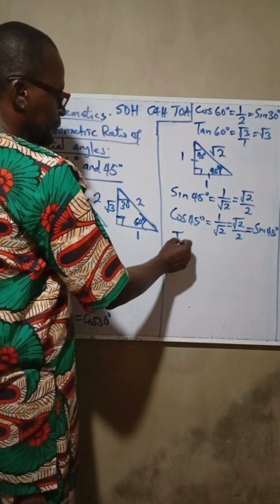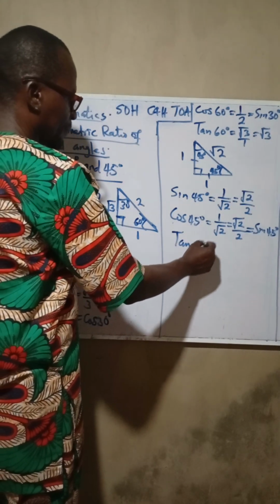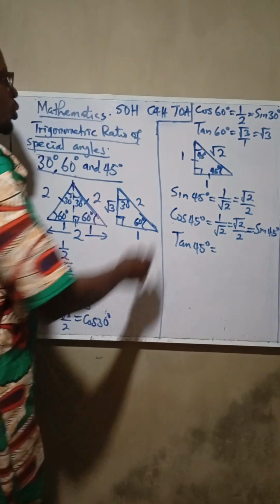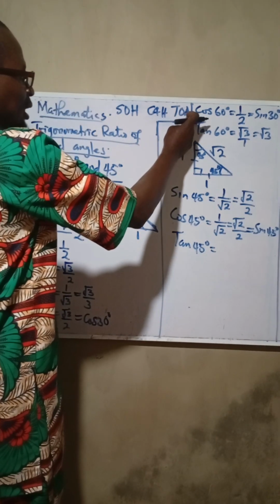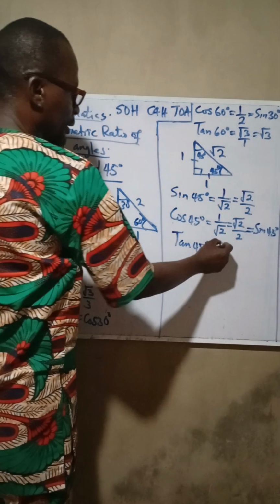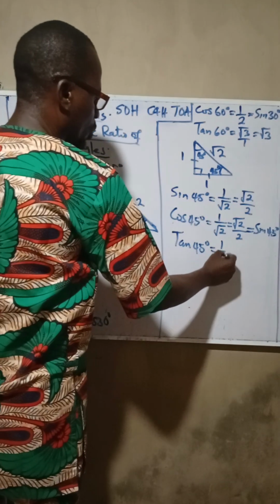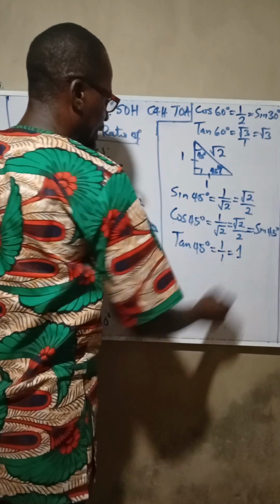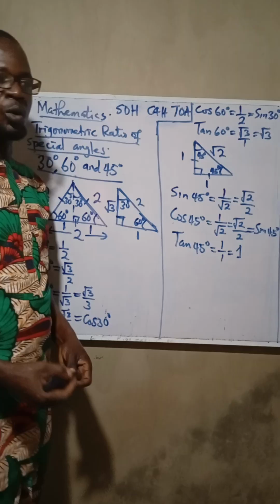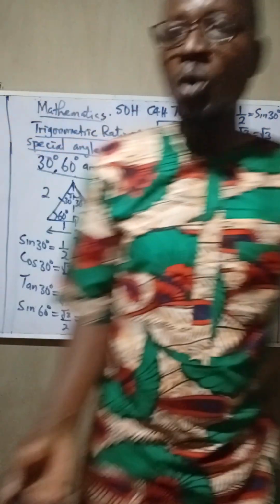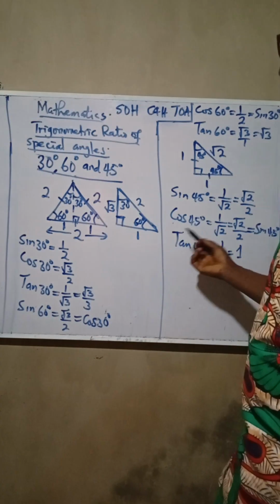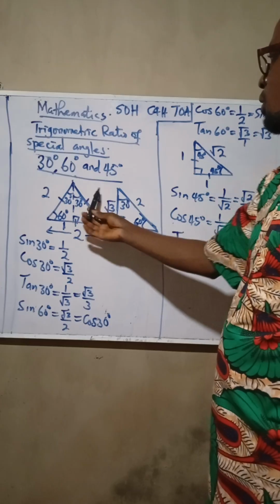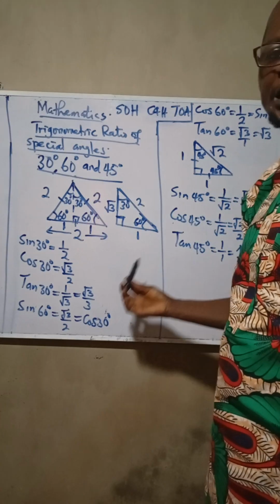So now, tan 45 degree, that is the last one. Tan is opposite over adjacent. Opposite is 1, adjacent is 1. 1 over 1 is equal to 1. You can see that now tan 45 is 1. So that is how we can get the trigonometric ratio of all these three special angles.